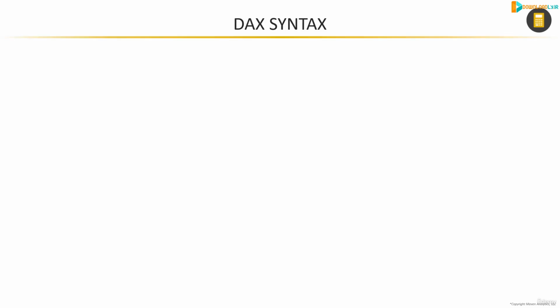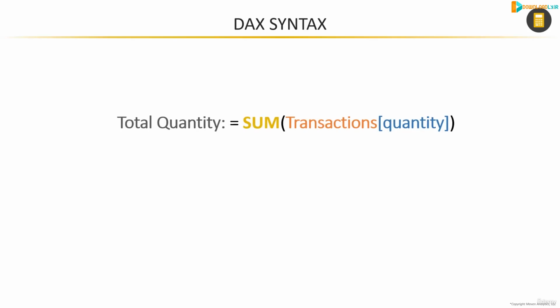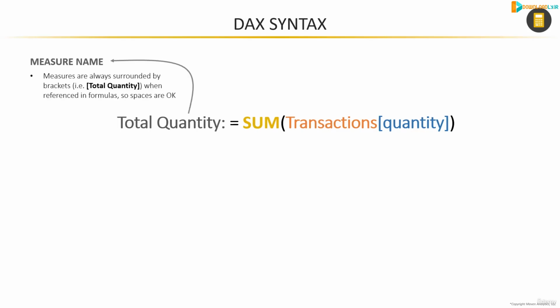All right, time to shift gears a little bit, and we're going to now focus on really trying to understand the DAX language. And we're going to start with the core syntax. So consider a simple sum function like this, and let's break it down into its component parts starting from the left. So in gray, we have the measure name, and like I mentioned, measures will always be surrounded by brackets when referenced in formulas. So having spaces here is okay.